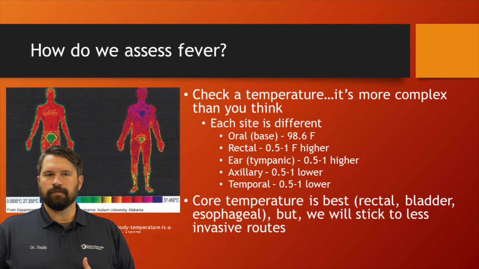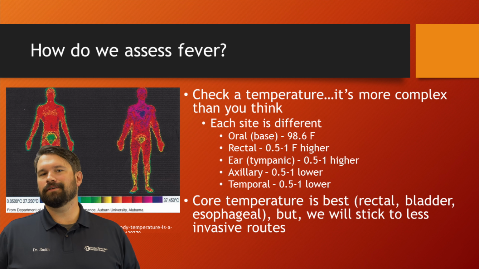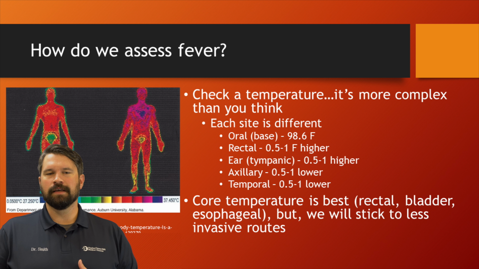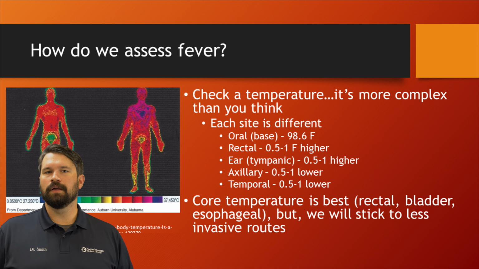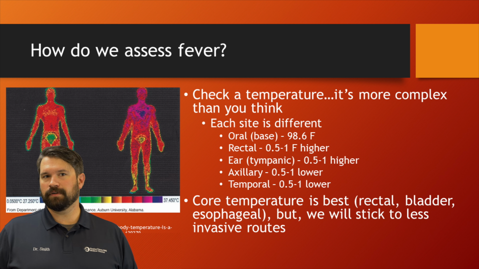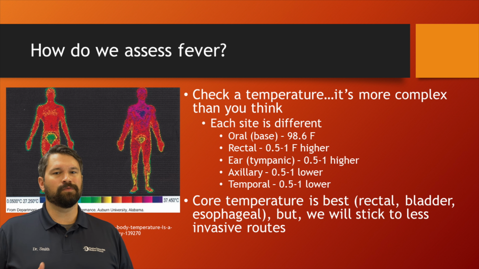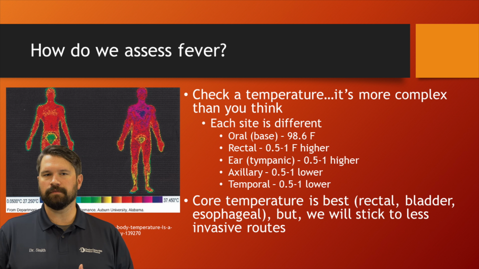So how do we assess for a fever? Obviously we check a temperature, but it's a little bit more complex than just putting a thermometer in the mouth. Every single site is different. If we look at the oral and call that the base, that's going to be your 98.6 average temperature. Rectal temperature is usually a half to 1 degree higher than oral. The ear, the tympanic method, is similarly a half to 1 degree higher. Your axillary and your temporal will actually be a half to 1 degree lower than your oral temperature. So it's important to keep these differences in mind when knowing what's a fever.